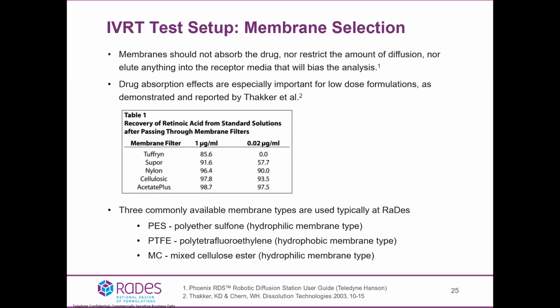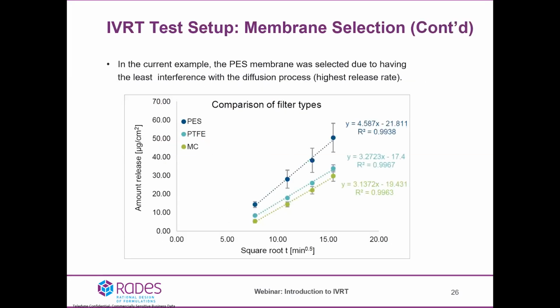Different types of membranes are commercially available. In our lab, we typically use polyethersulfone, PTFE, or mixed cellulose membranes. In addition to investigating any absorption effects, we run an IVRT experiment with 4 cells per membrane type simultaneously to assess the effect of the membrane on the release rate. In this case, we tested PES, PTFE, and mixed cellulose membranes. And in this case, the highest release rate was observed for PES, which was chosen for the main experiment.